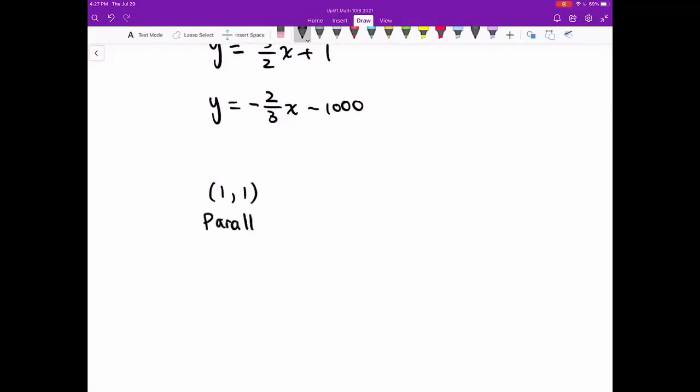So you just flip the fraction and then turn it negative. Or just, if it's positive, you make it negative. If it's negative, you make it positive. So it's the inverse.